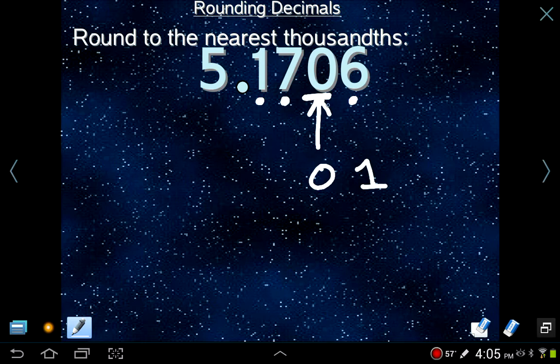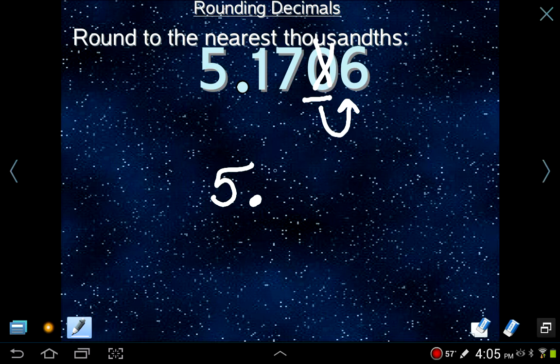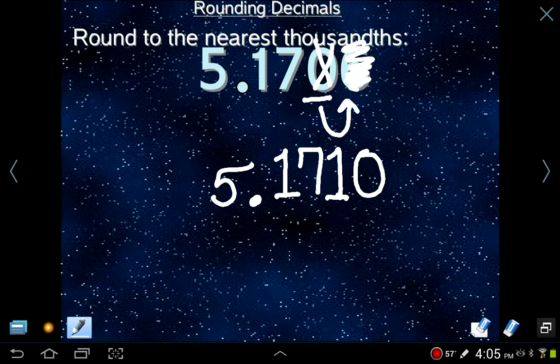This 0 that's in the thousandths place is next to a 6. That 6 is 5 or more, so we better raise the score. So 5 and 171 thousandths. There you go. This 6, just so you know, drops off. It turns into a 0. It's gone. We don't need it anymore. But if you were to write it there, you would not be wrong. Okay? So 5 and 171 thousandths. That's how you say it.